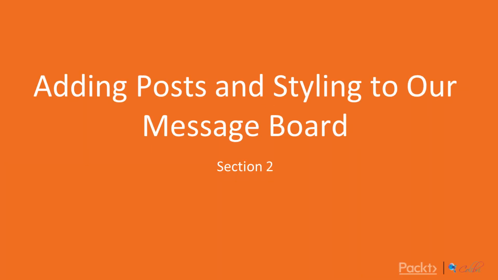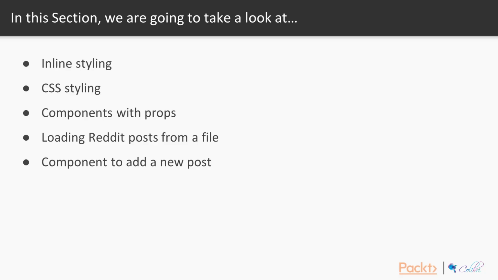Welcome to section 2, adding posts and styling to our message board. In this section, we're going to learn how to do inline styling to style components using pure JavaScript, how to use CSS styling to style those same components, and how to make components with props, so that our components can render different things based on their inputs, so they're dynamic. We're going to load all the Reddit posts from our Reddit site example from a static JS file.